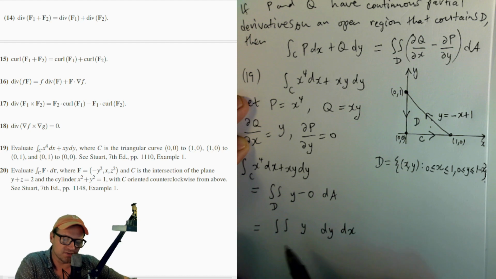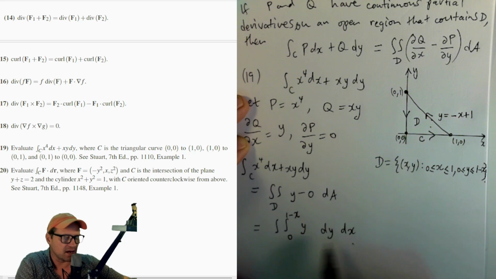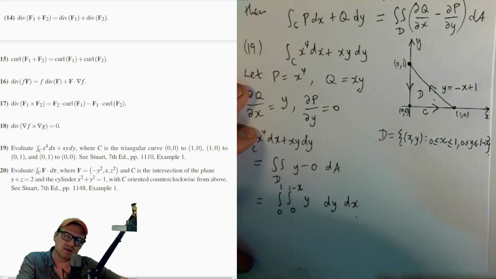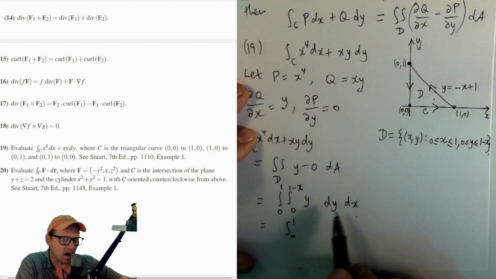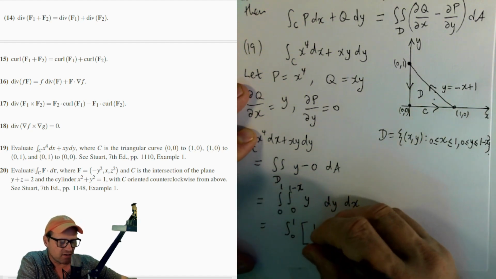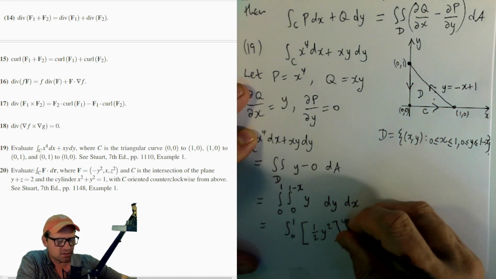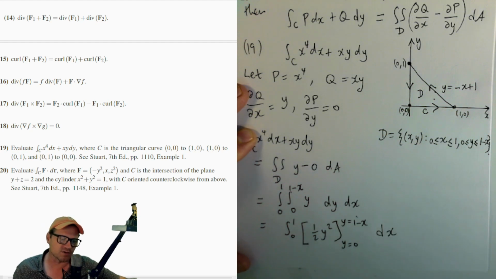So according to what they are doing, the y are going from 0 to 1 minus x, and then the x are going from 0 to 1. Okay, and so now we can simply integrate this. So integral from 0 to 1, let's integrate that y with respect to y. So we have 1/2 y squared, and I'll put in y equals 0 to y equals 1 minus x. And then the result we will integrate with respect to x.